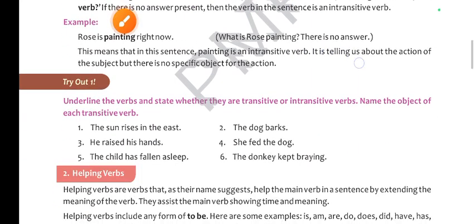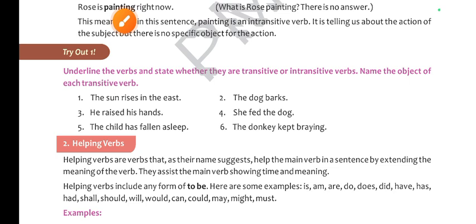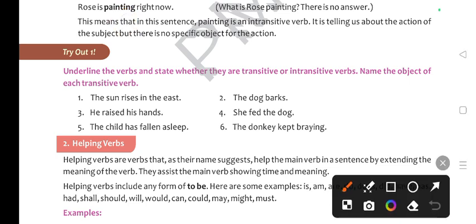Understood? Now try one: underline the verbs and state whether they are transitive or intransitive verbs. Name the object of each transitive verb. For example, let's try to understand the first. The sun rises in the east. So the verb is rises. So where does the sun rise? In the east. Okay, so we will put it here. So what is east? This is a transitive verb, right?